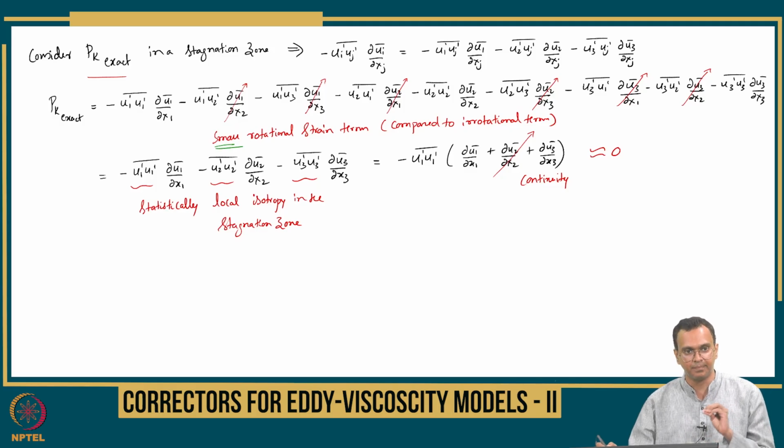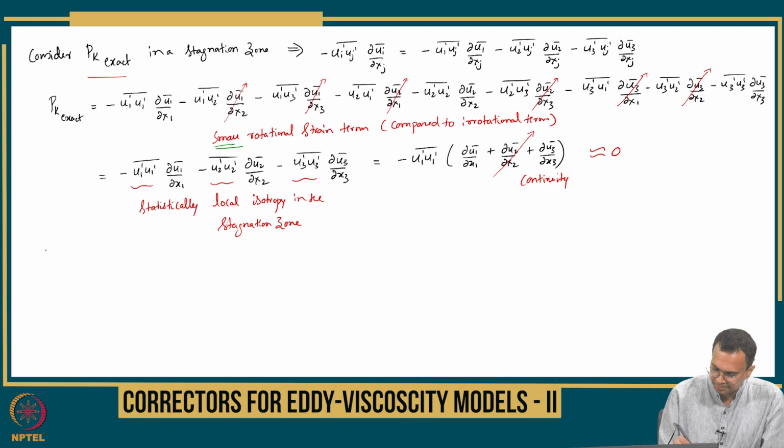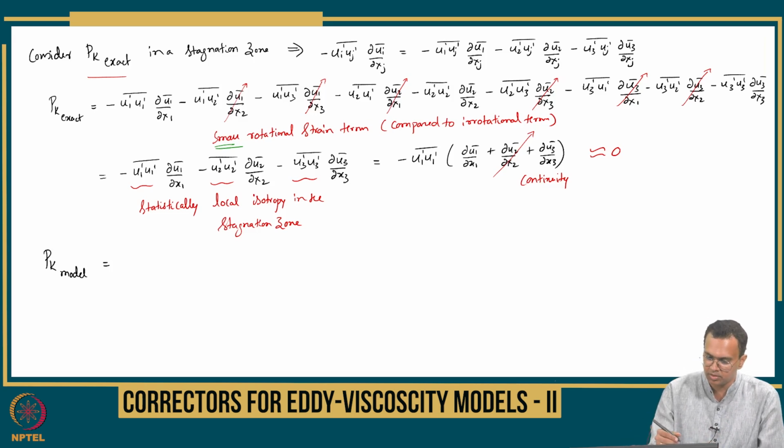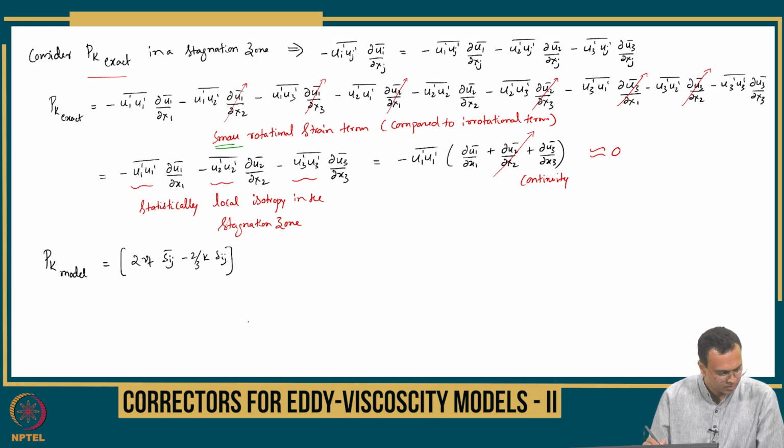Now we will see what will happen to the pk model term. So the pk model, you are using Boussinesq. Again, Boussinesq will cause this problem here. So Reynolds stresses are replaced by your Boussinesq, which is 2 nu t Sij average minus 2/3 k delta ij and the mean strain rate term. This is the model term.